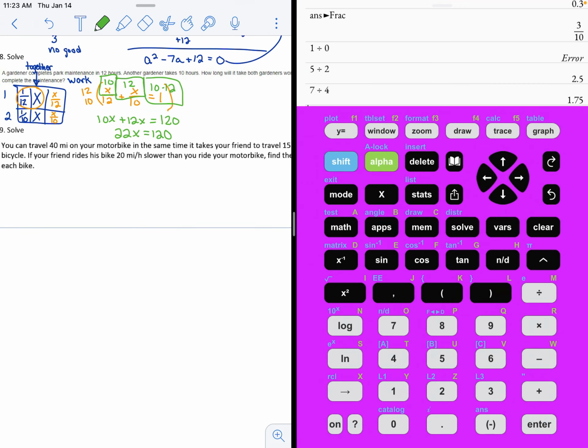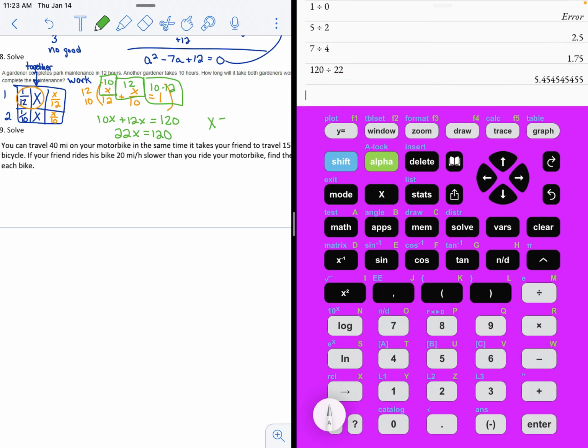So that's 120 divided by 22. So I get x equals 5.45 hours, and that is if they work together. I am going to start my meeting with this recording going on. Please read through the next problem.